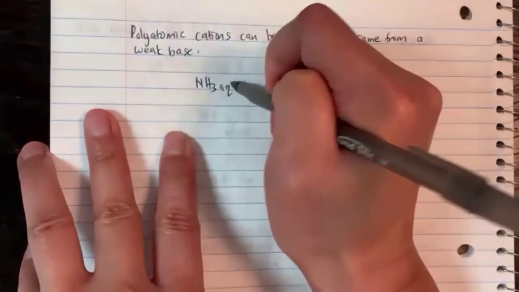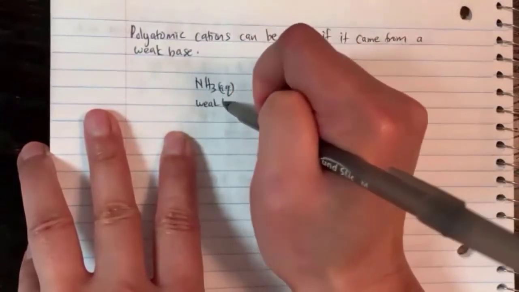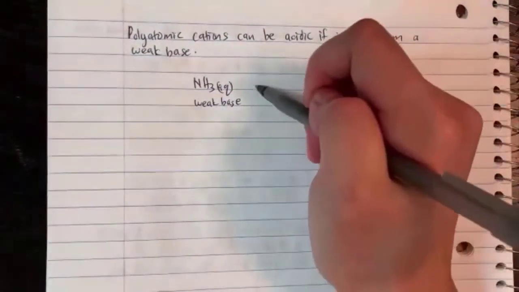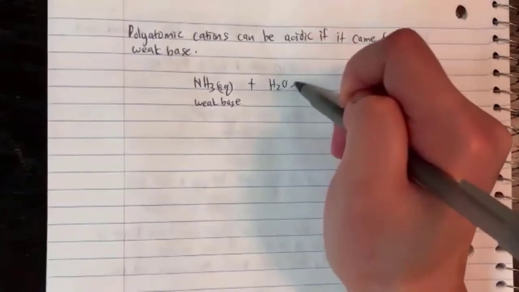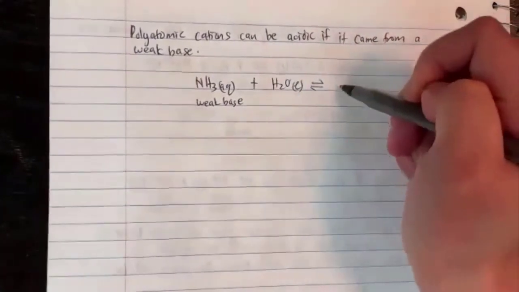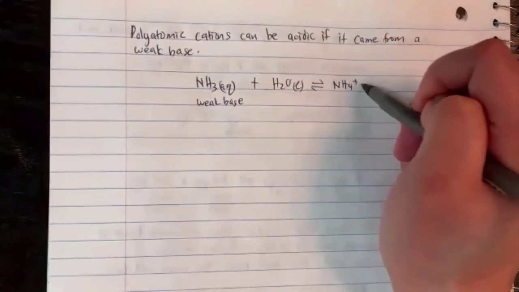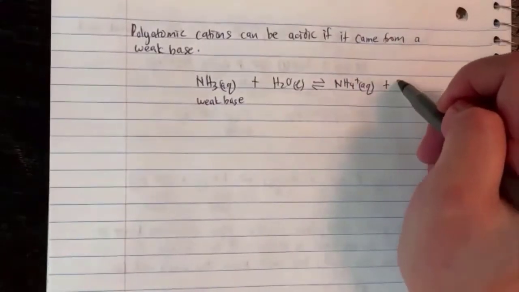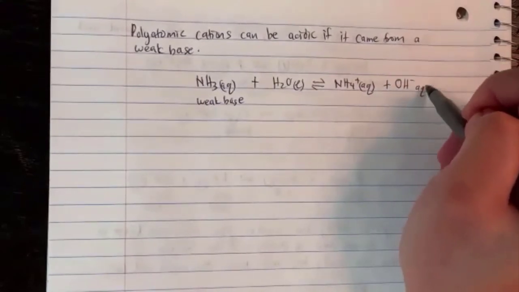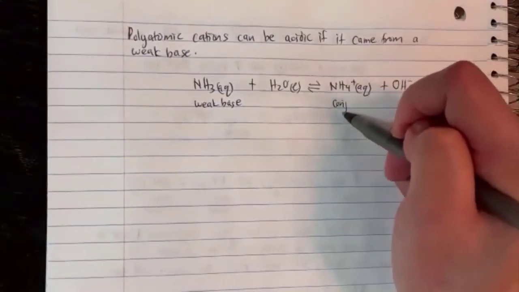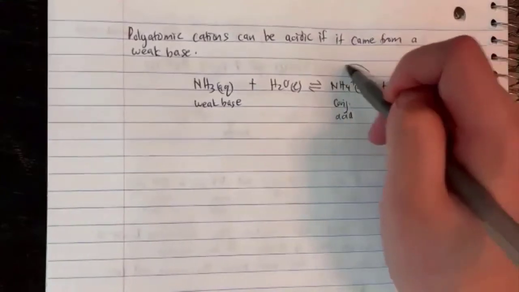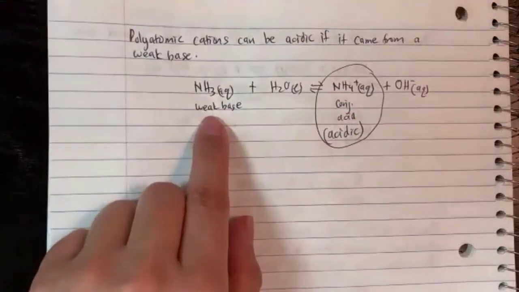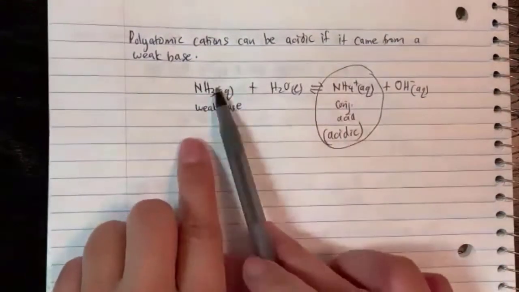NH3 is my weak base, right? That's an example. So if this is a weak base, and we always write the equation, you add water, you add a proton, you get ammonium, and you get OH. This guy here is the conjugate acid, agreed? And this one here will be acidic. Why? Because it came from a weak base. Same idea there, because it can go back the other way.